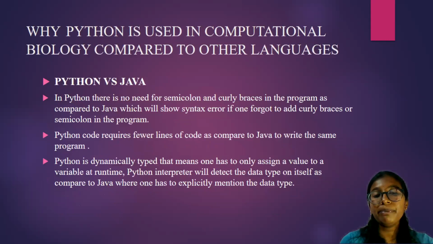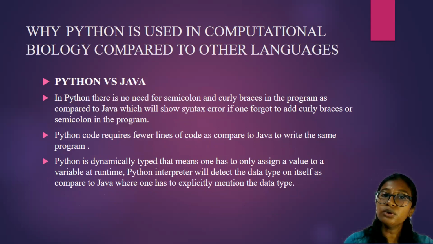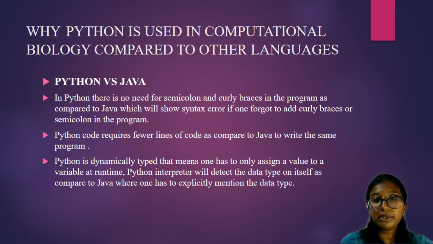Next, why Python is used in computational biology compared to other languages. First, comparing Python versus Java. In Python, there is no need for semicolons or curly braces in the program, as compared to Java, which will show a syntax error if one forgets to add curly braces or a semicolon. Python code requires far fewer lines of code than Java to write the same program. Python is dynamically typed, which means one only has to assign a value to the variable at runtime. Python will detect the data type on its own, as compared to Java, where one has to explicitly mention the data type.